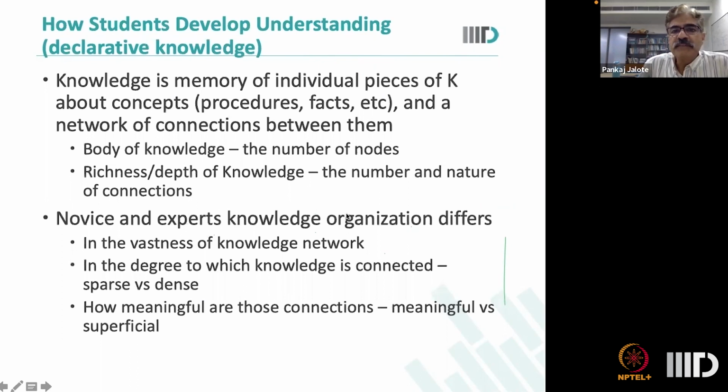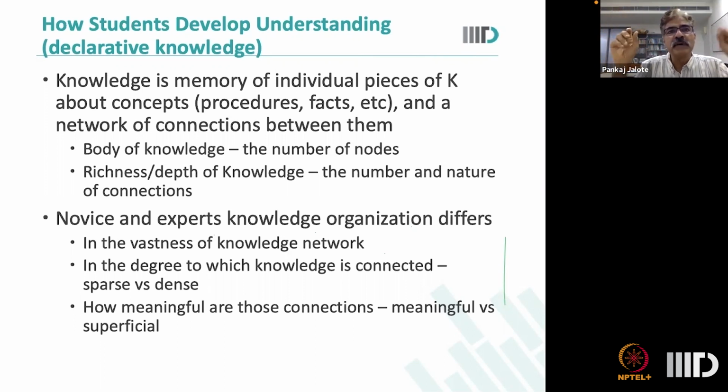So now let's look at the first type of knowledge. How do students develop understanding, which is the declarative? It's a relatively simple concept. We all probably know it. So knowledge is the memory. Remember, knowledge is all about memory. It is individual pieces of knowledge about concepts.